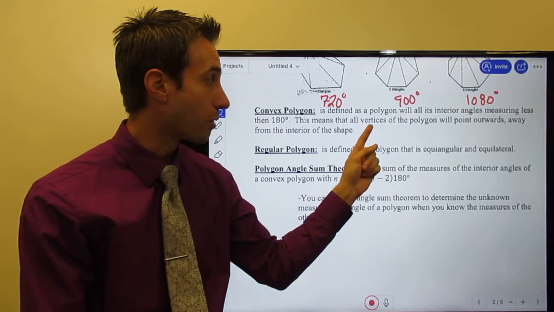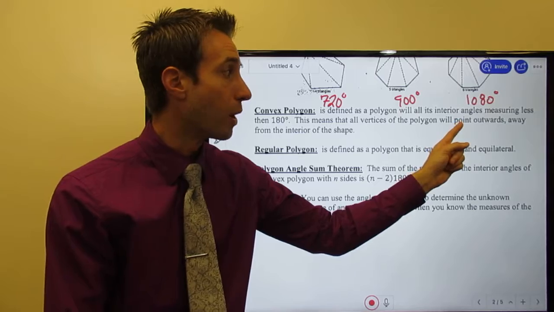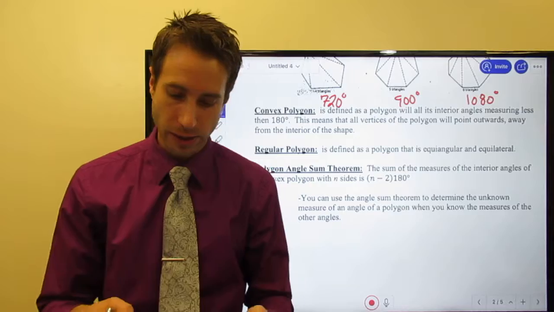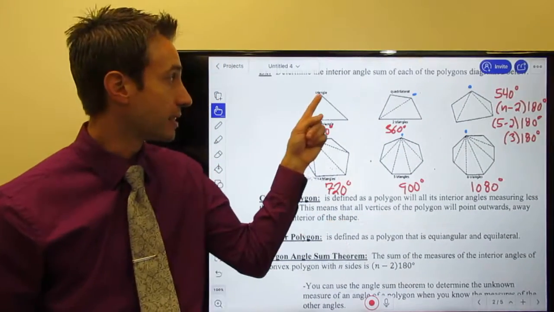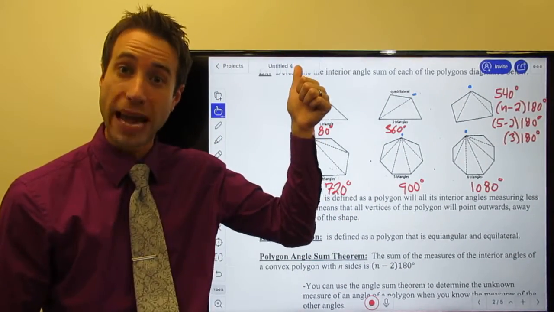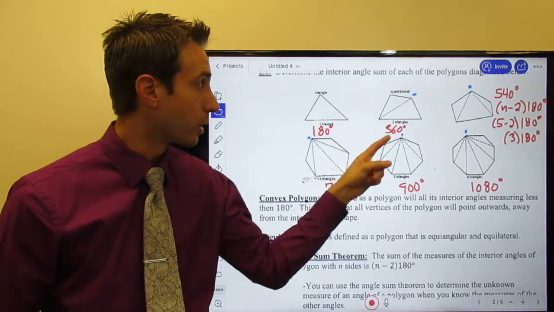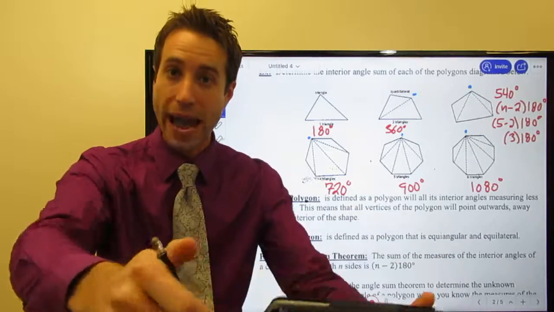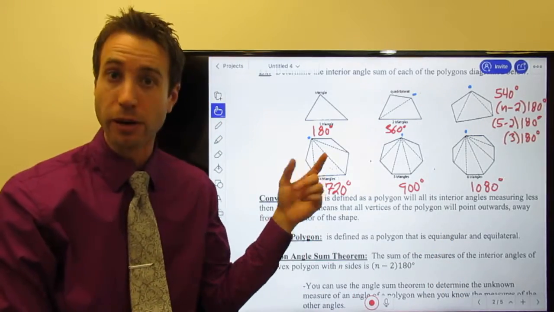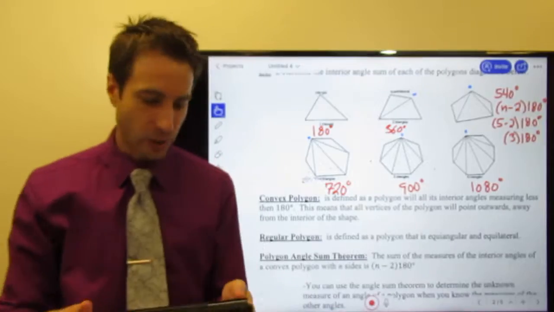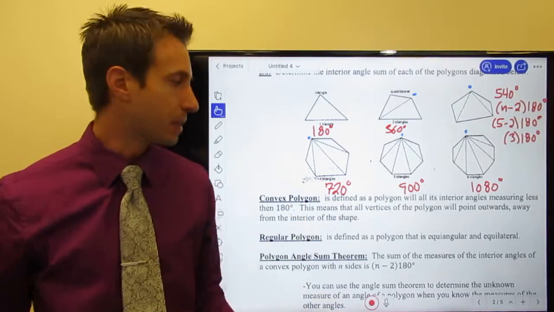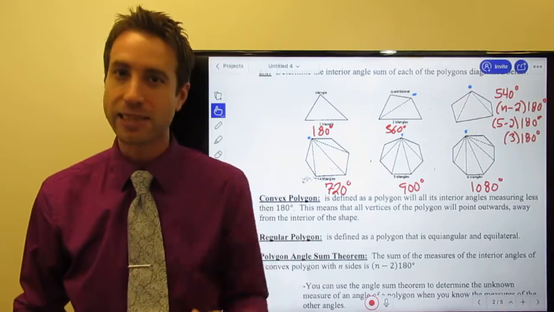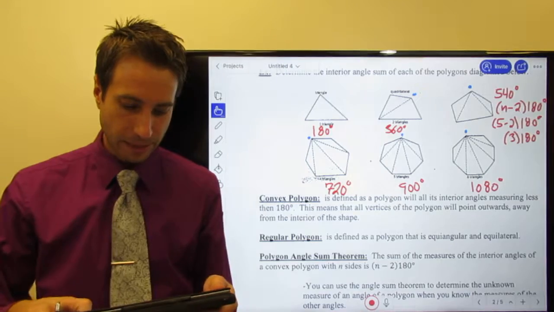Here's what that means. All the vertices of the polygon point outward, away from the interior, right? Take a look at this. Every single one of these angles, right? That vertice is pointing away from the inside, pointing away, pointing away. All those vertices make an angle that's pointing away from the interior of the polygon. That's all we're saying right here. A convex polygon simply means all of the vertices less than 180 degrees, they're all pointing away from the interior of the polygon. That's all it's saying.